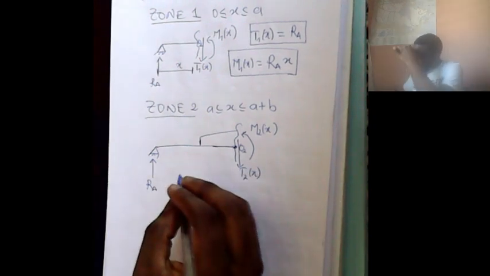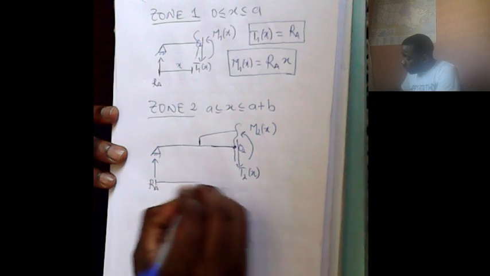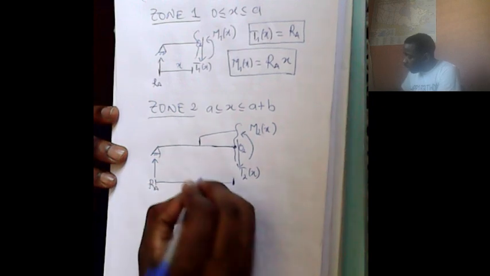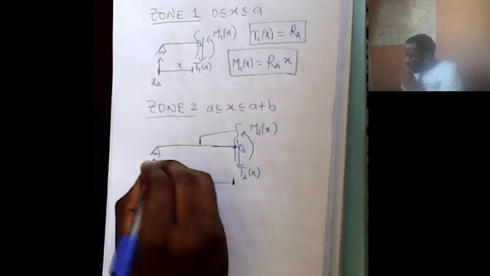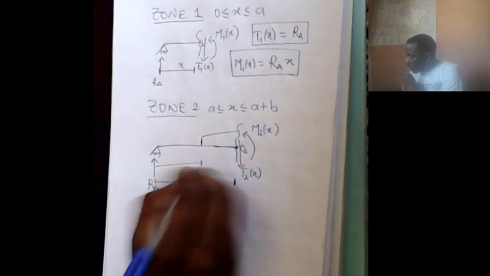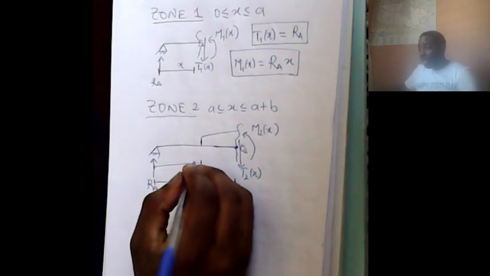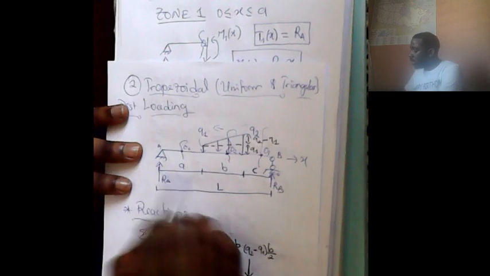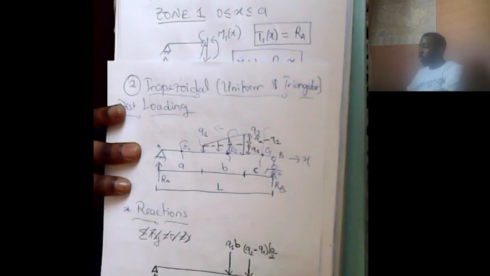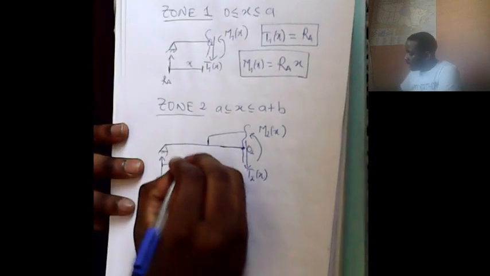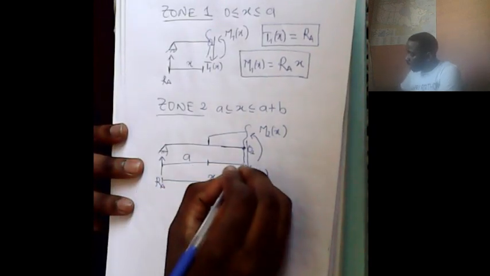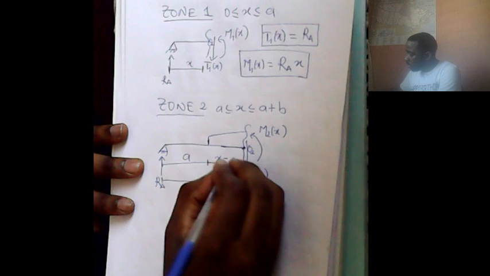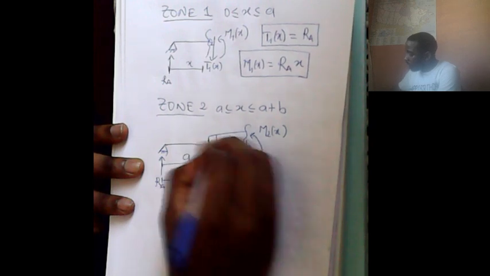Now, the overall distance from the origin right up to the cut will be taken to be x, okay? But the distance from here to here is known, and the value is a. It's already known. So we'll have a here. It implies the distance from here to here will be x minus a. Here is our load.